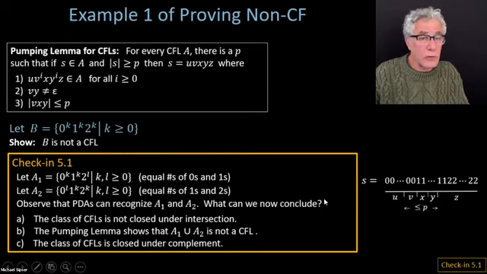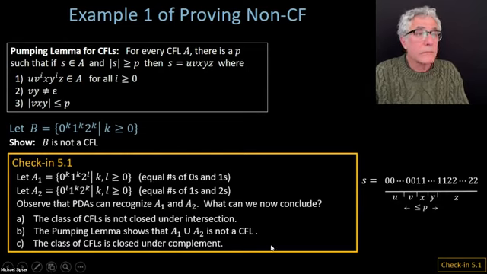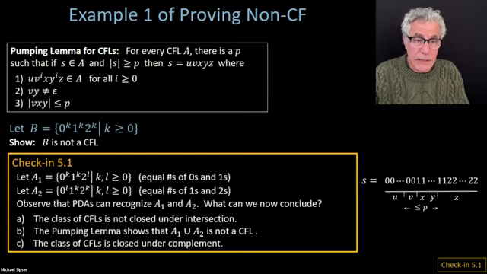So what can we conclude from that? Here are the three possibilities. Look at that: the class of context-free languages is not closed under intersection.